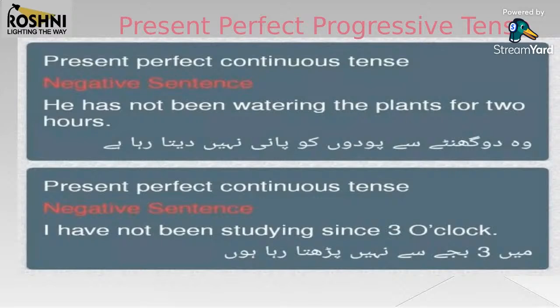यहाँ पे again the similar pattern is there. जैसे कि we had in continuous, it is the same pattern, but over here because of the time that has been mentioned, it is stating that this is the present perfect progressive tense. वो 2 घंटे से पौधों को पानी नहीं देता रहा है. He has not been watering the plants for 2 hours. मैं 3 बजे से नहीं पढ़ता रहा हूँ. I have not been studying since 3 o'clock or since morning or since a day or two.